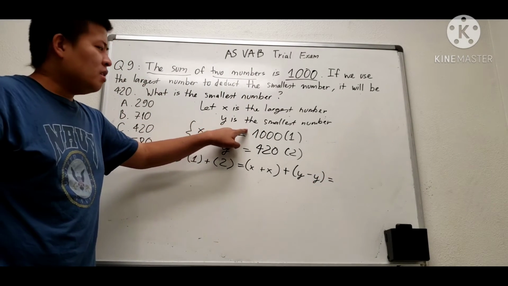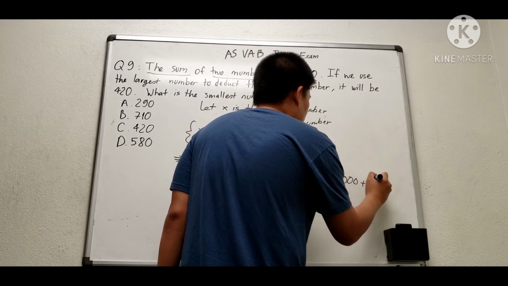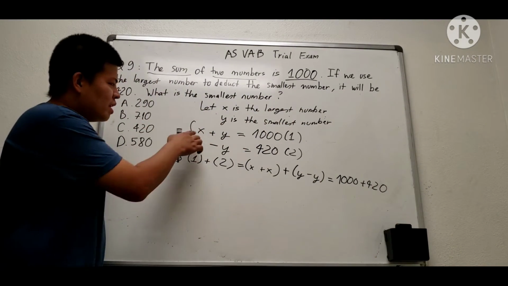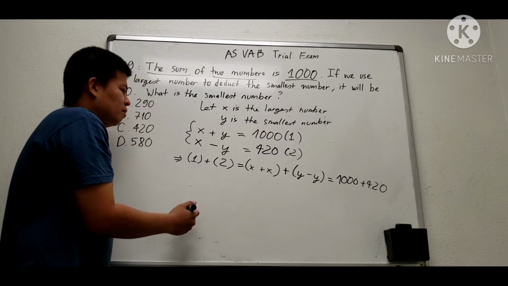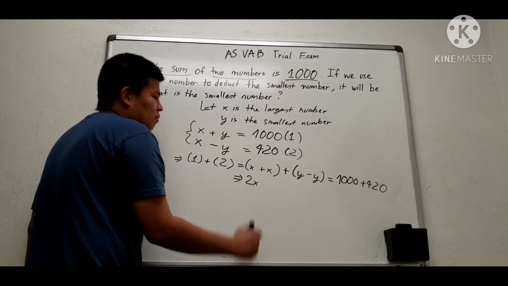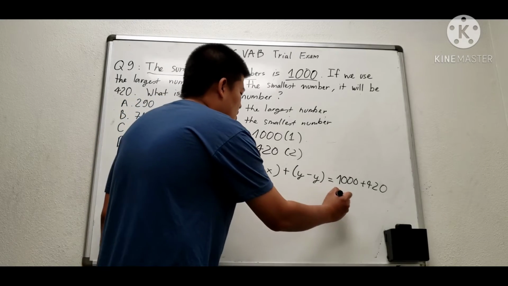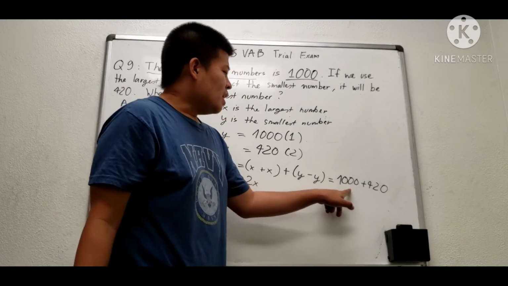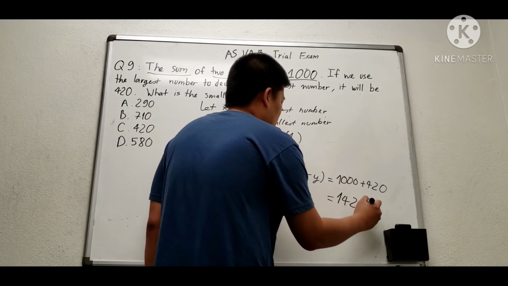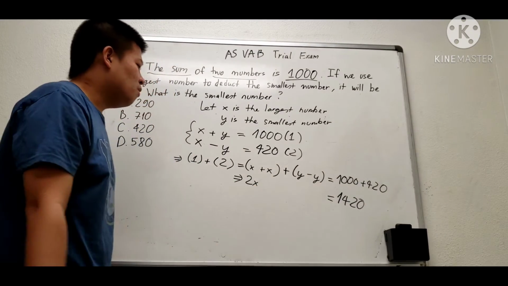Now we sum together, units and units side by side. S plus S is 2S. Y minus Y is 0, so you have 0Y here. 1000 plus 420 is 1420. So you have 2S equals 1420.